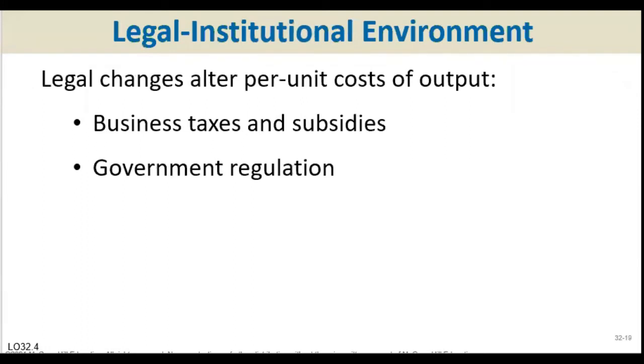The legal institution, right? A change in the legal environment can cause a change in per unit production costs and change the aggregate supply. An example is higher business taxes. Higher business taxes will increase the cost of business and reduce the short-run aggregate supply. Business subsidies will lower the per unit production costs and increase short-run aggregate supply.